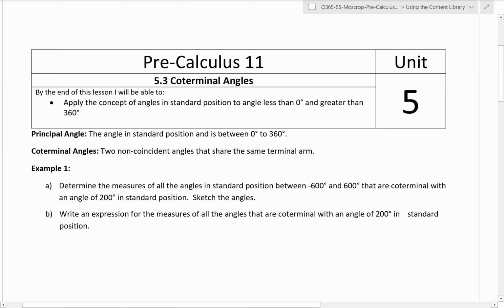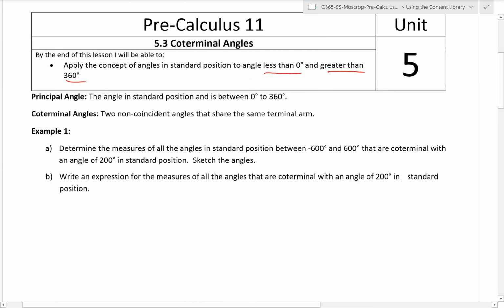Okay, welcome back to 5.3, the third section of Unit 5. We are going to be looking at coterminal angles for this section. That's something new, okay? You have not heard of that before. But basically what we will be doing is looking at angles less than 0 degrees and more than 360 degrees. So again, in the first lesson, we only looked at quadrant 1, so 0 to 90 degrees. In the second lesson, we looked at all the quadrants, so 0 to 360. Now we're going to be looking at angles that are less than 0 and angles that are more than 360.